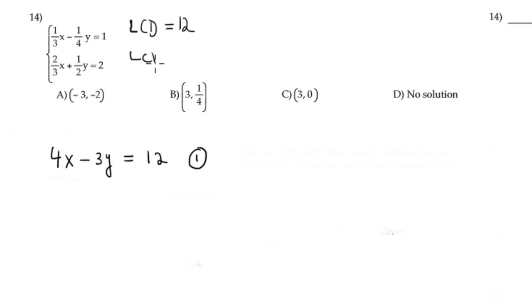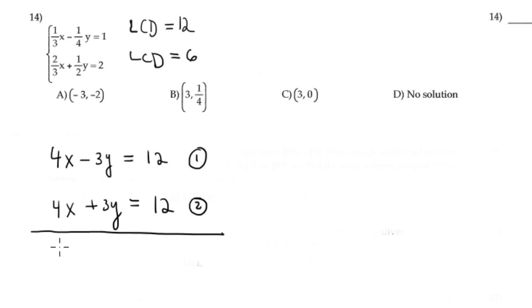Likewise, the least common denominator in the second equation is 6. 6 multiplied by 2 is 12, divided by 3 is 4, making 4x. 6 multiplied by 1/2, it's the same as 6 divided by 2, is 3, plus 3y is equal to 6 multiplied by 2, which is 12. And this is equation number 2 without fractions. Now these equations are ready for elimination, because when you add this equation and this equation, 8x, the y part cancels out, and this is equal to 24. Divided by 8 both sides, x equals 3.